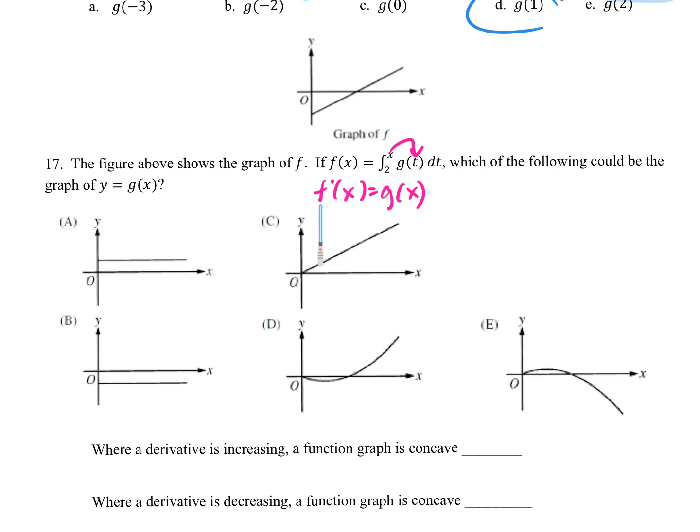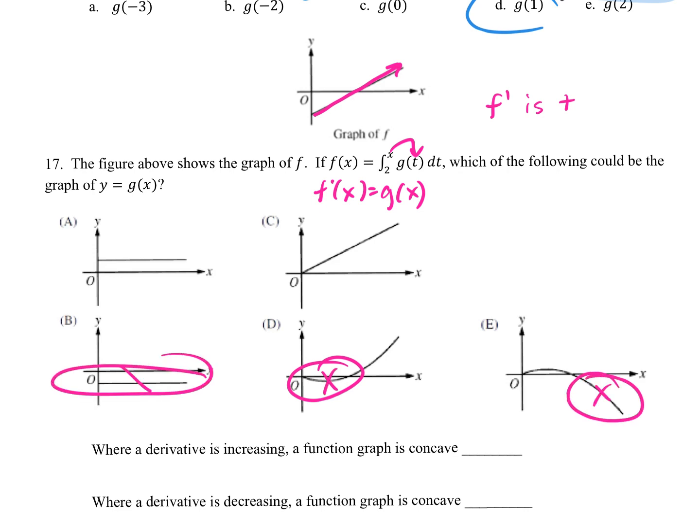So if f prime is g, talk to me about my f prime. It's always positive. So you're saying f prime is positive. Okay, so wait, what are we getting rid of? We're getting rid of D because that's negative. We're getting rid of E because that has negatives. And this one's also below. It is A. How did you know it's A versus C?